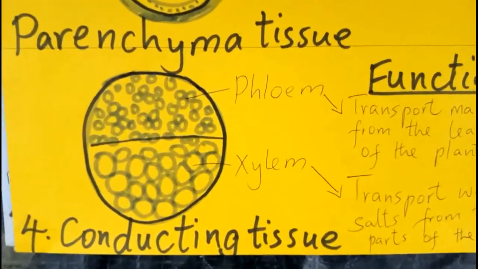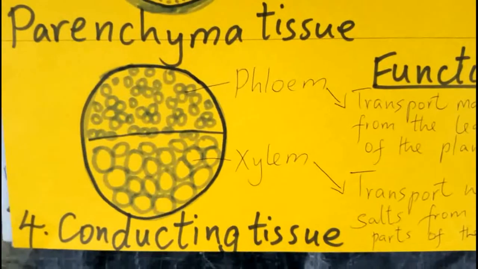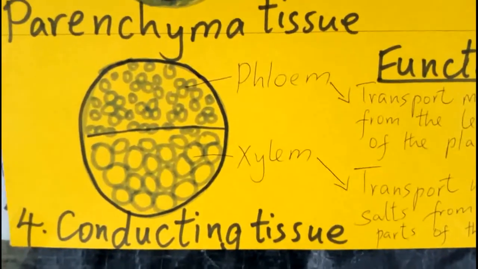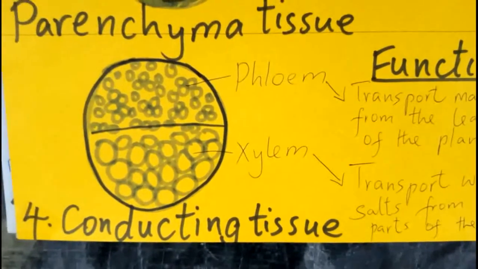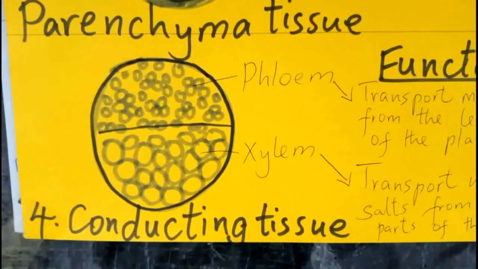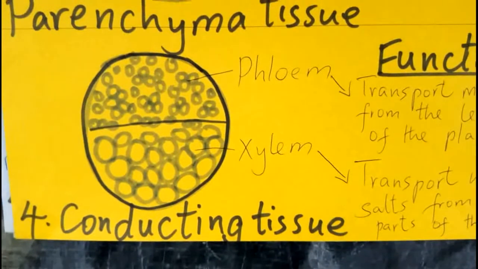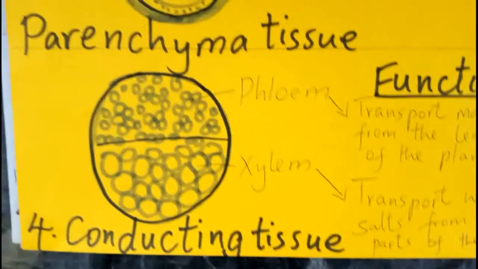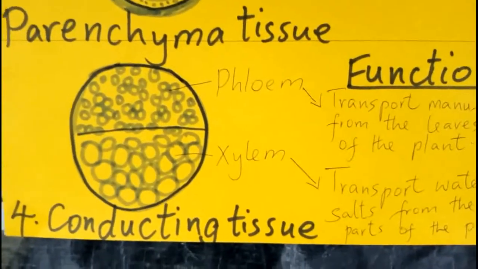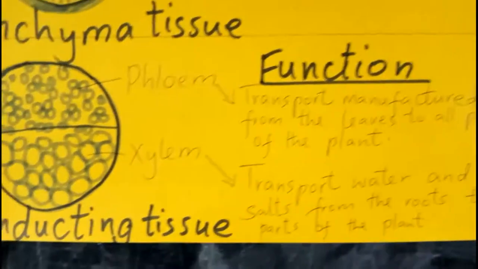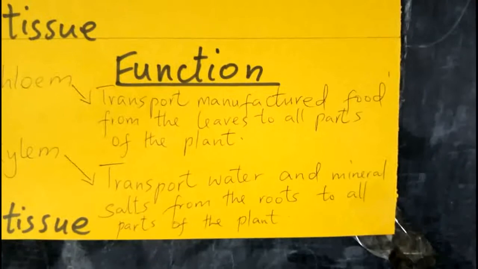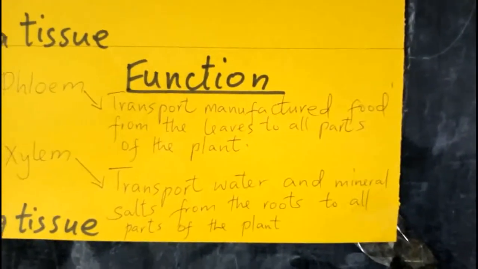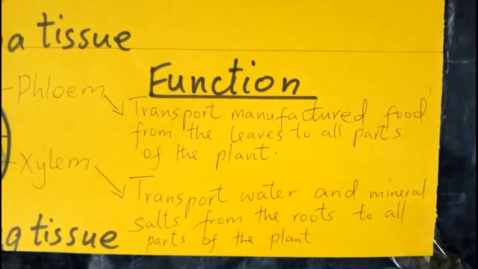The characteristic which can make you be able to differentiate the xylem from the phloem is that the phloem vessels appear to be quite smaller in size, while the xylem vessels appear to be quite bigger. Let us look at their functions. The phloem transports manufactured food from the leaves to all other parts of the plant.